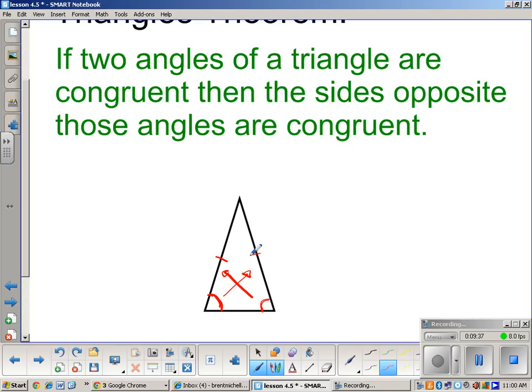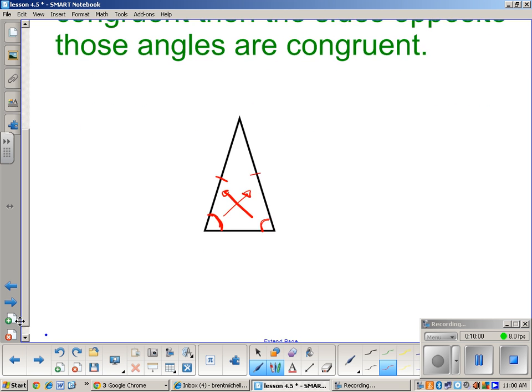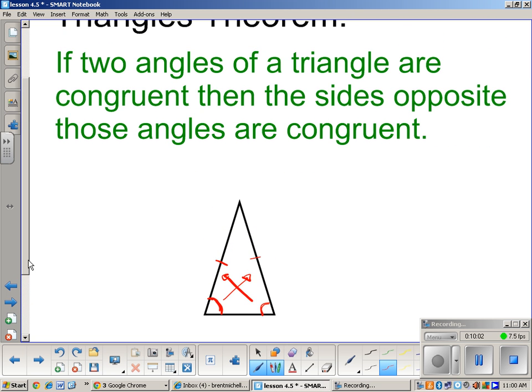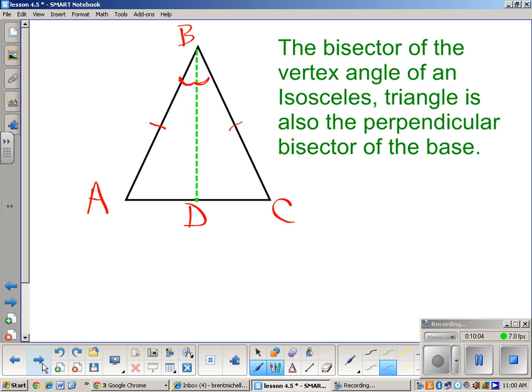You can't have a situation where you have two sides of a triangle equal and not have two angles equal. And you can't have a triangle where you have two angles equal and not have two sides equal. That's what these two theorems are telling us. They go together. All right? Anybody not done with this one?